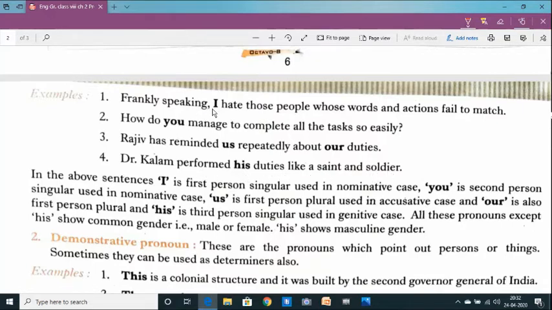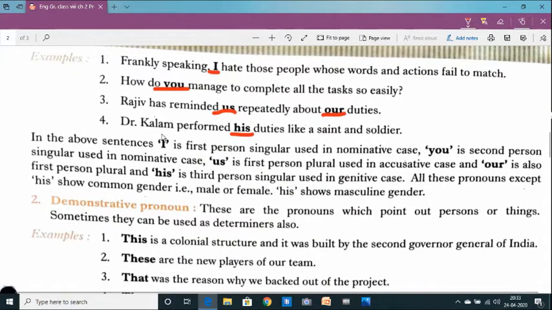Everywhere you will see the bold letters: I, you, us, our, his. All these are pronouns. In the above sentences, I is first person singular used in nominative case. You is second person singular used in nominative case. Us is first person plural used in accusative case.